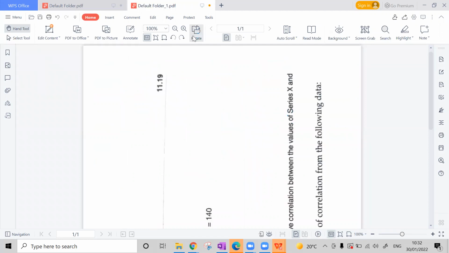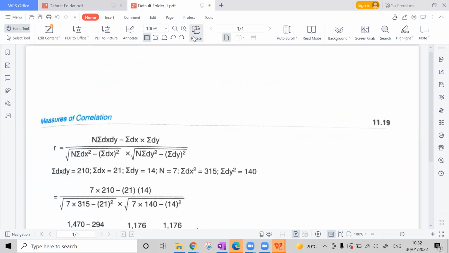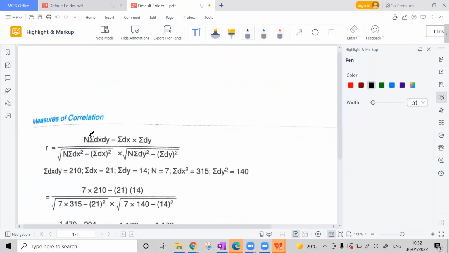Yes, sir. Now, coming to your shortcut method, the formula will change. Now, what will be the formula? The formula is n multiplied by the summation of dx dy minus summation dx times summation dy, all under root. Yesterday I told you it is n summation of dx square minus the whole square of summation dx, multiplied by n summation of dy square minus the whole square of summation dy. So see the values from there and put in the values.